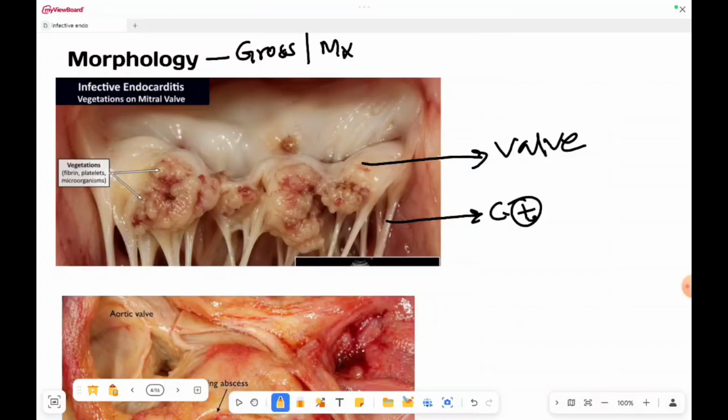So here you can see these are vegetations on the valve. This whole thing, these all are vegetations on the valves, filled with fibrin, platelets, microorganisms.